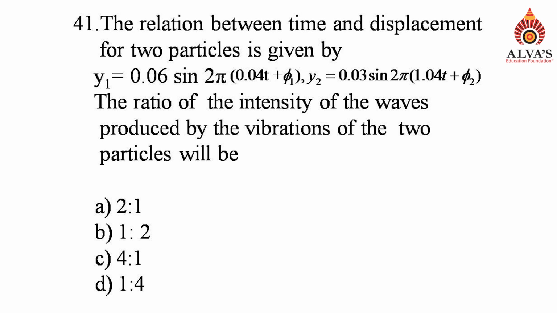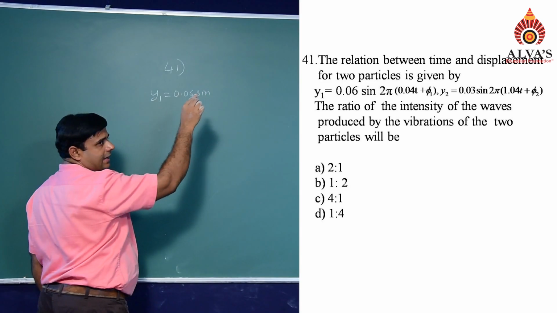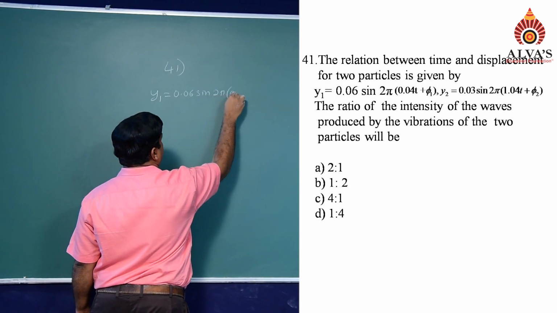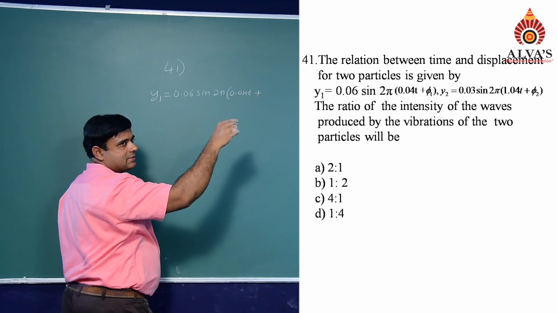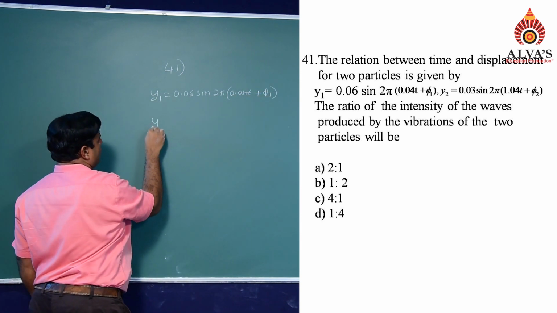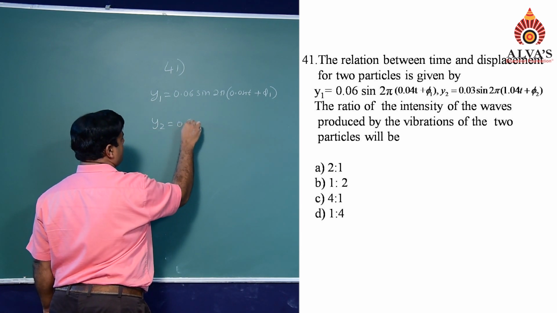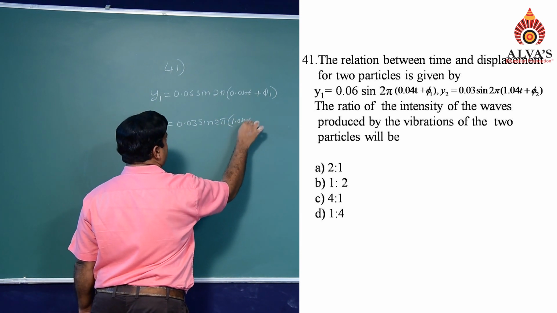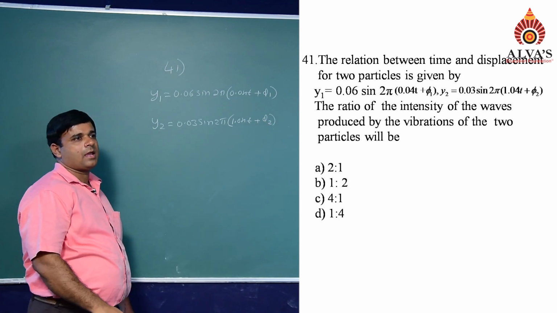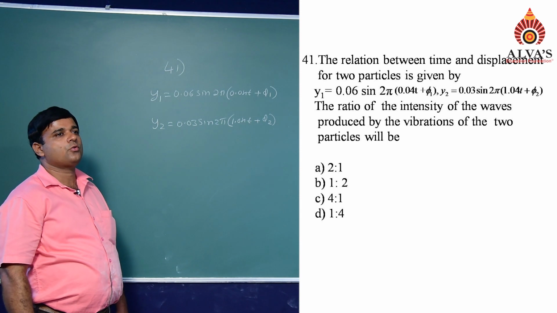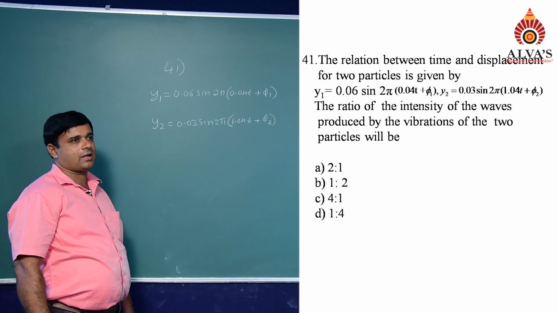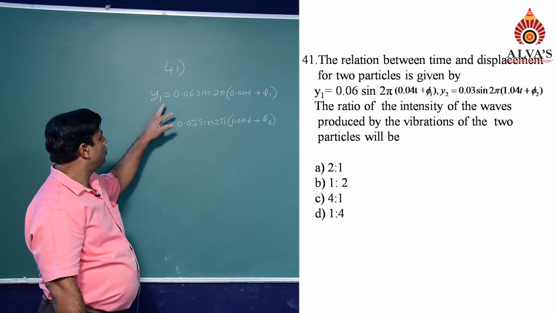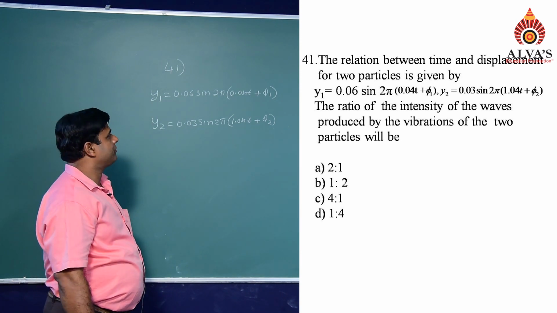The relation between time and displacement for two particles is given by y1 equal to 0.06 sin 2 pi into 0.04 t plus phi 1, and y2 equal to 0.03 sin 2 pi into 1.040 t plus phi 2. The ratio of the intensity of the waves produced by the vibrations of the two particles will be. So, equations of two waves are given, you have to calculate the ratio of the intensity.